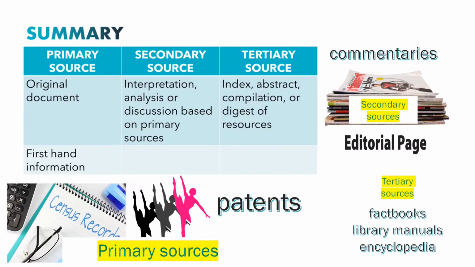Secondary sources are interpretations, analyses, or discussions based on primary sources. Some examples are the commentaries, magazine articles, and editorial page. While tertiary sources are index, abstract, compilations, or digests of resources like fact books, library manuals, and encyclopedia.